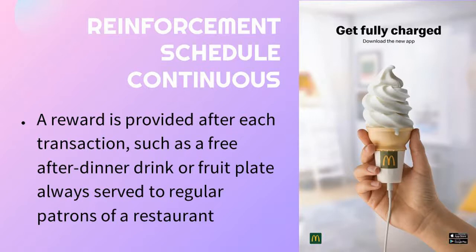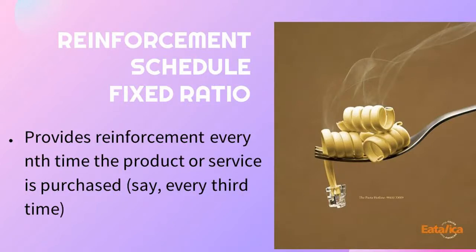Continuous reinforcement is a reward that is provided after each transaction, such as a free after dinner drink or dessert always served to a regular loyal customer of a restaurant. A fixed ratio reinforcement schedule provides reinforcement every nth time the product or service is purchased. It could be every second time, third time, fifth time, every nth time that the product or service is purchased. For example, a retailer may send a credit voucher to account holders every 3 months based on a percentage of the customer's purchases during the last 3 months.